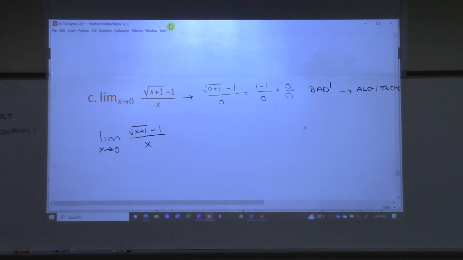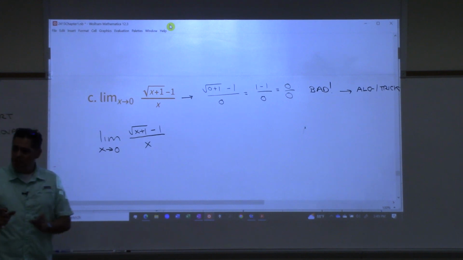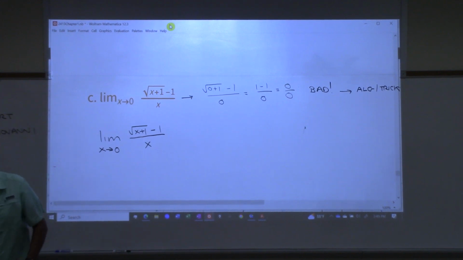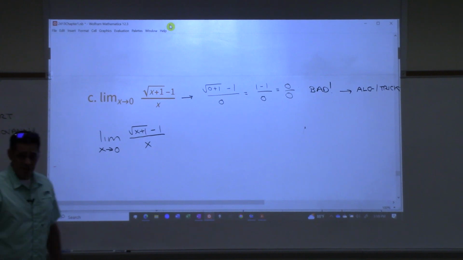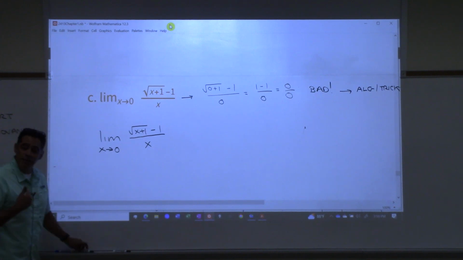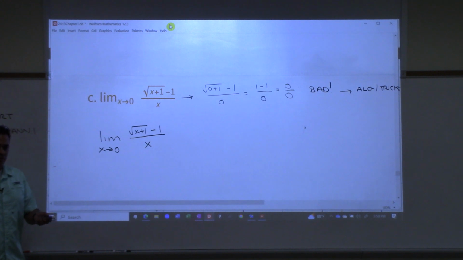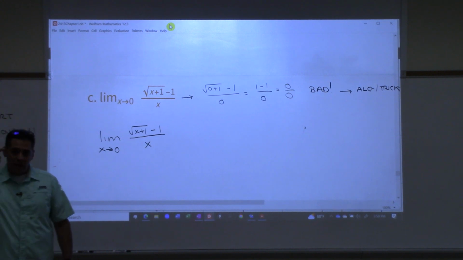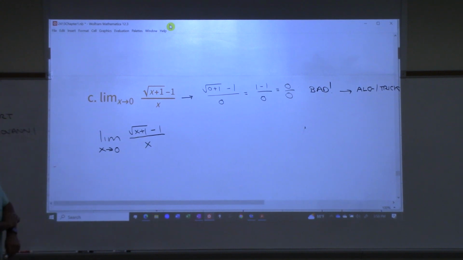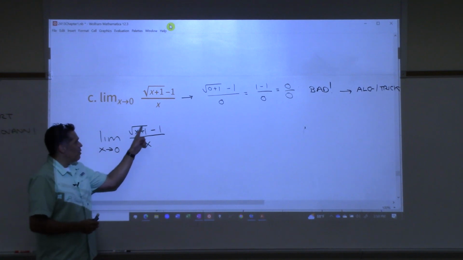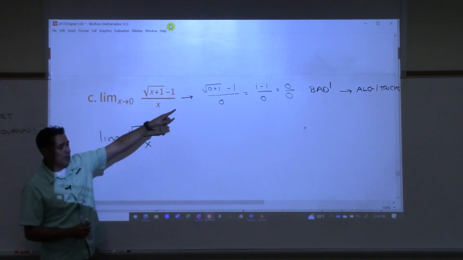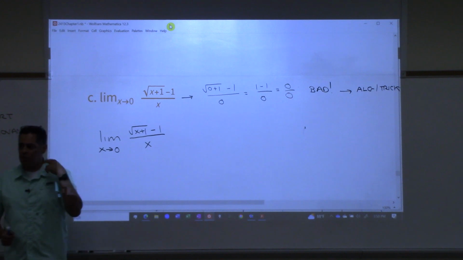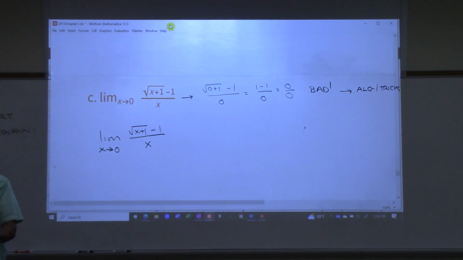Now, the formula we used before this was the formula off the sheet. It was a difference of cubes, right? This one, there's no formula that's going to help you. You just have to do something. And that's why it's important for me to be up here to show it to you, so that now you know to think of this. Whenever you see a square root and you have 0 over 0, I want you to start thinking of the conjugate.